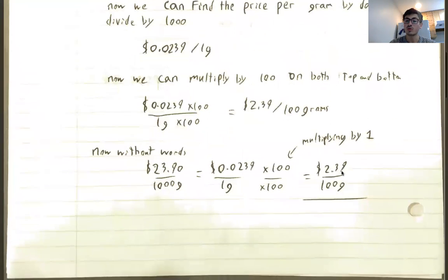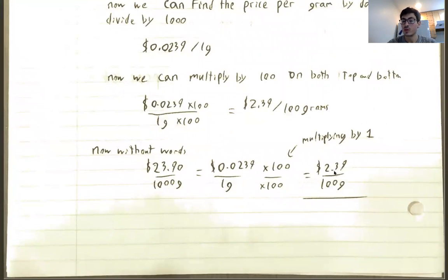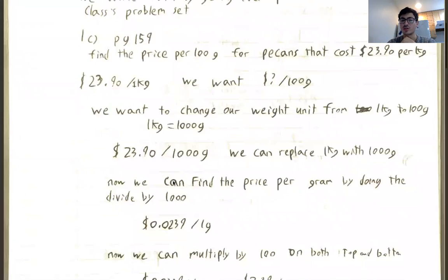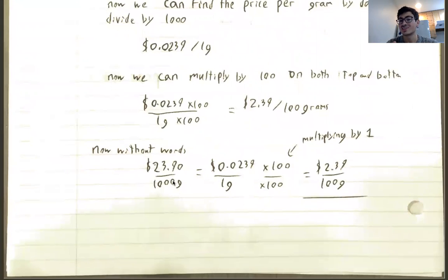Now, to do it maybe without words, so it's a bit simpler, we convert to 1,000 grams. Now we're going to do our division, so we get it to our base unit of 1 gram. And then we're going to multiply by a number that we want, how many grams we want in our unit price. So it's going to be 100, multiplying the top and the bottom. Again, this is just multiplying by 1, which we're allowed to do. And we get our final answer. So it can be as simple as that. I just showed you the longer version so you got a sense of what we're doing.